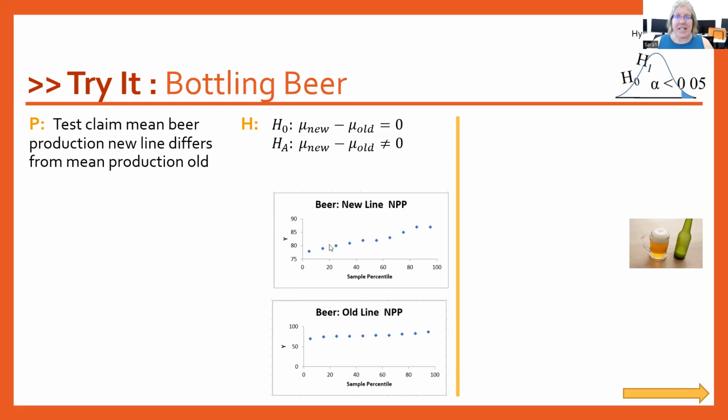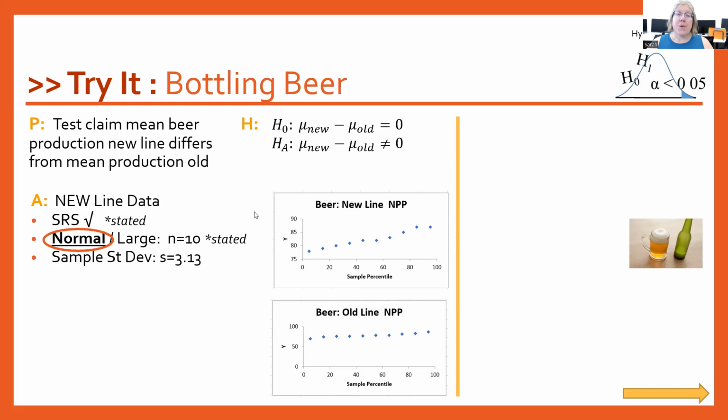The assumptions and conditions, let's start with the new line group. So random was stated in the problem, so we can check that off. Our sample size is 10, which is not big enough, so we need to look at the normal piece of this. So normal was stated that we could assume that in the problem, so we definitely have that. We can circle it and put stated. When I look at the NPP, it's pretty good, but it's definitely pushing the boundary of what I would be happy with in terms of the bumpiness here for such a small sample size. But we have it stated in the problem, and so that's fair to use. And then sample standard deviation s is going to be 3.13.